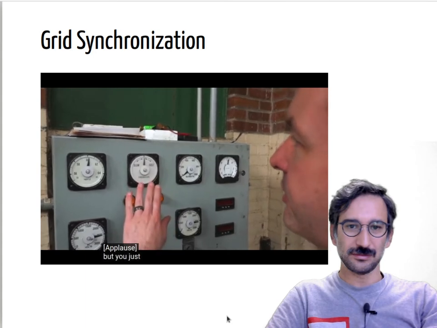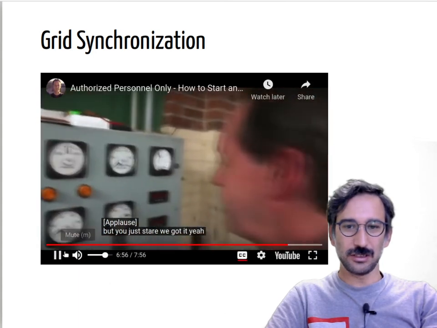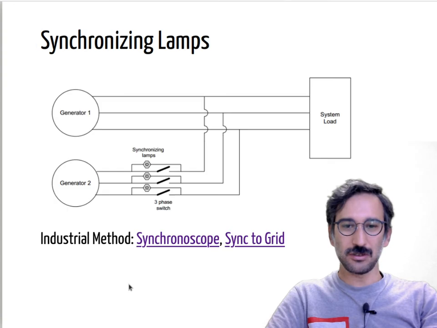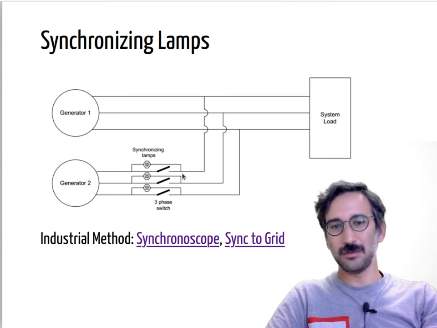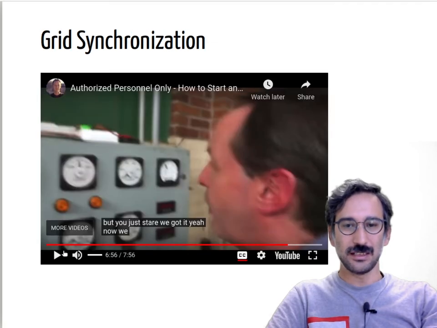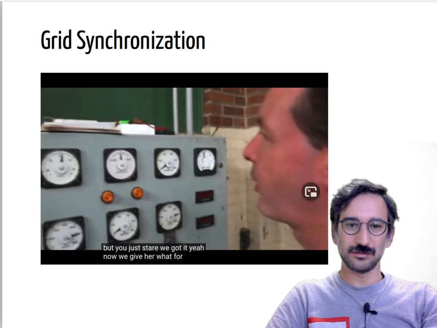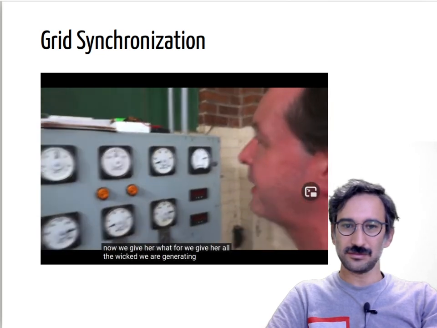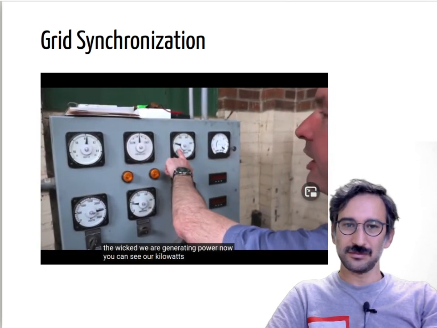But now it's there, and then it closed the switch. Okay, so once you close the switch, now the lamps will be off, and your generator will be rotating at synchronous speed. We give her all the wicket. We are generating power now. You can see our kilowatts coming up.